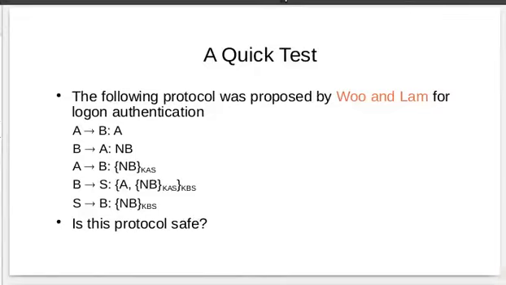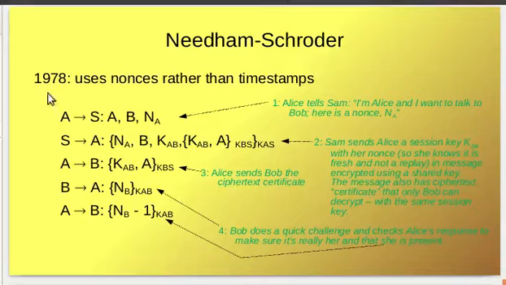A big step came about in 1978, so it's 40 years old, and this was created by two people, Needham and Schroeder. And it turns out Needham was the teacher who taught the author of the book, Ross Anderson. So this was our textbook author's teacher. What they did in 1978 was they used nonces rather than timestamps. So we can go through this step by step.